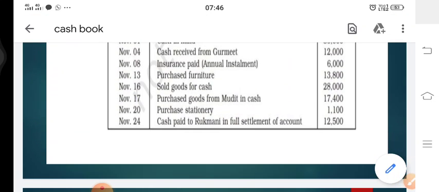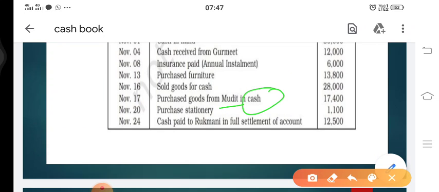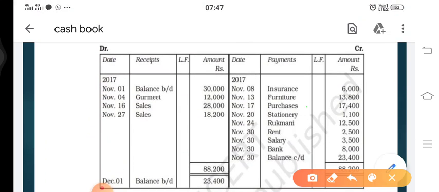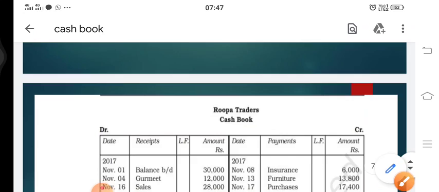Next we have is purchased goods from Mudit in cash. If only Mudit would have been here, then this point would not have been recorded since cash would not have taken place. But here, since we have purchased goods from Mudit but in cash, the name of Mudit does not make any sense. So basically it's a payment. So we'll go to cash book and on the credit side, that is on the payment side, we'll write by purchases 17,400.